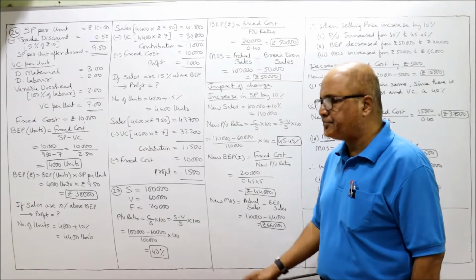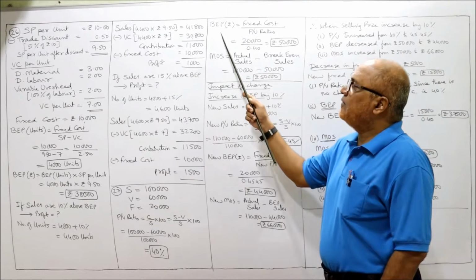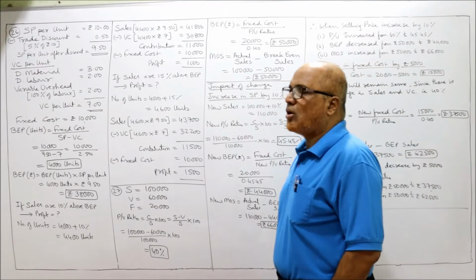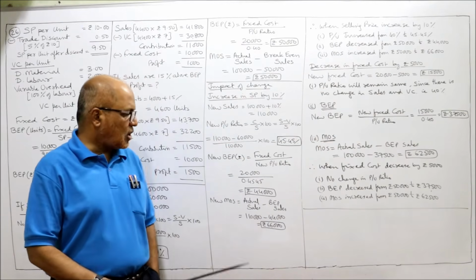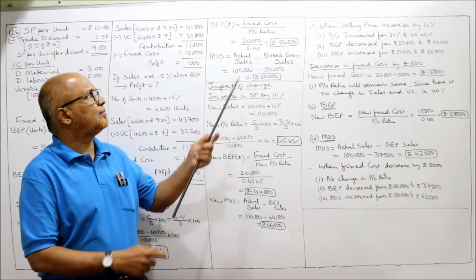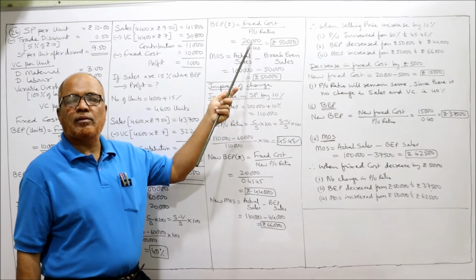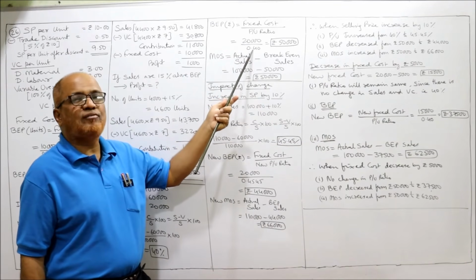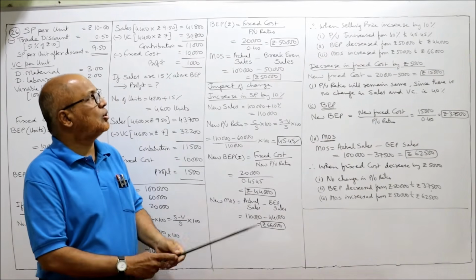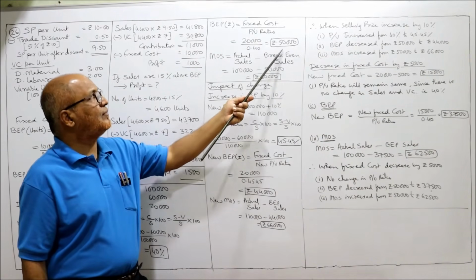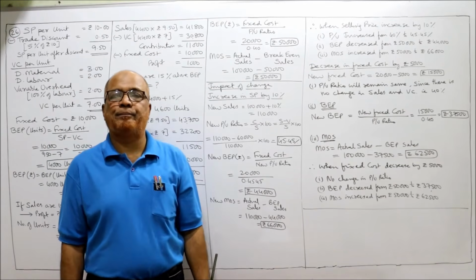PV ratio we got. Now BEP. Break-even point, the formula is fixed cost by PV ratio. Fixed cost given in the problem 20,000. 20,000 divided by 0.4, 40% is the PV ratio we got. So 20,000 divided by 0.4, 50,000 rupees is the BEP.